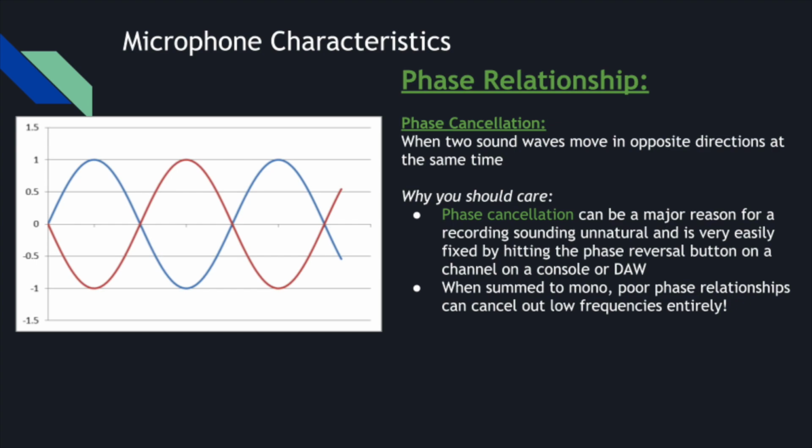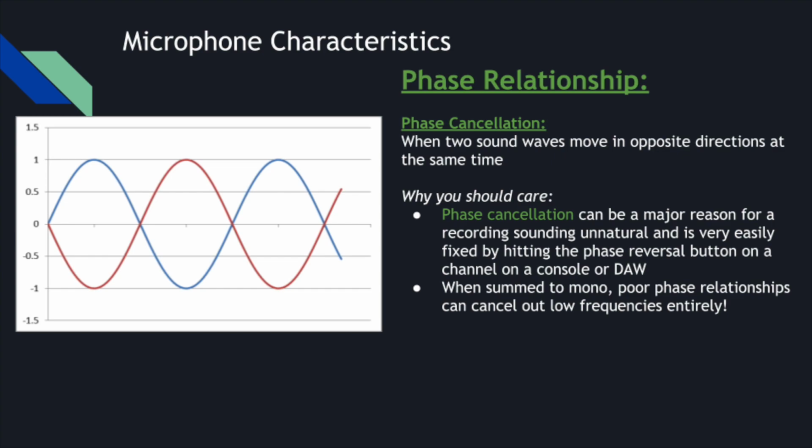The last thing we want to look at when using, especially when using multiple microphones, is phase relationship. So when a signal is generated in a cable, we visualize that signal as a wave with crests and troughs. And so if we have one microphone, it doesn't really matter how that wave is oriented. But let's say we have two different microphones on one snare drum. We have one on the top and one on the bottom.